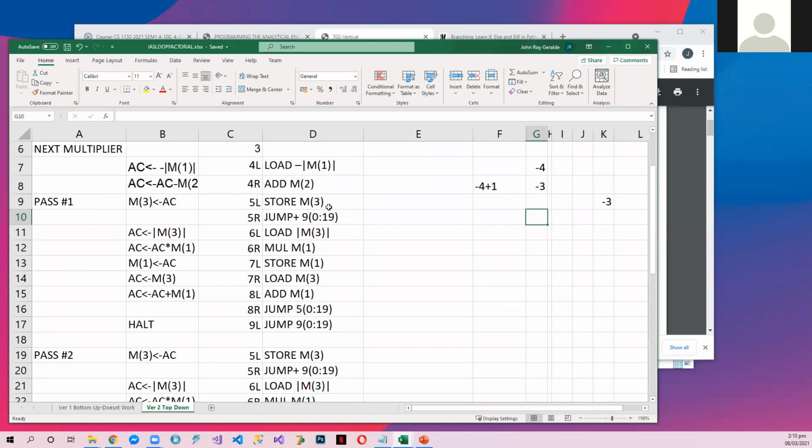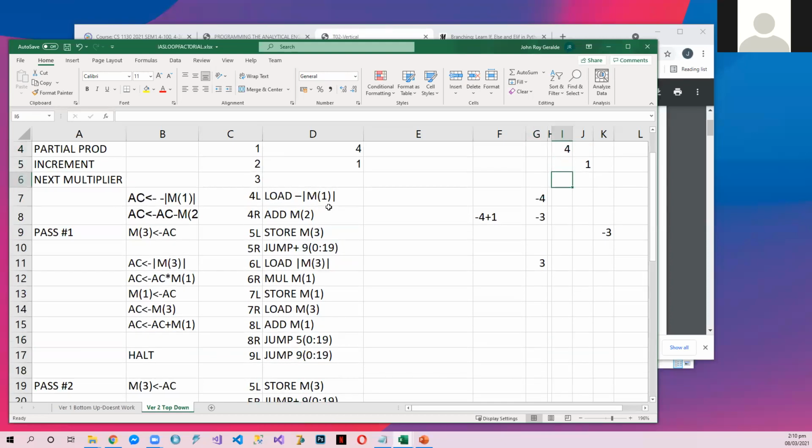So we'll have pass number 1. Okay? Load absolute of M3. M3 is -3. So load absolute means the accumulator will have +3. Do you follow? Okay. Mul M1. Remember M1 is 4. So this will have 3 times 4. So this will become 12. AC will become 12. And we say store M1, so M1 receives AC. This becomes 12. Any questions? We have computed the first partial product. 4 times 3 is 12. That's the first partial product. Okay. Do you follow?